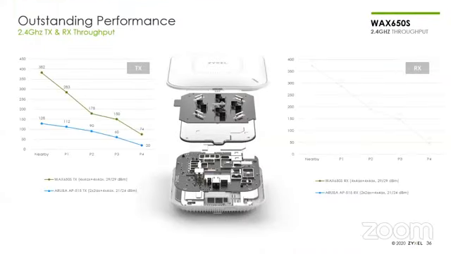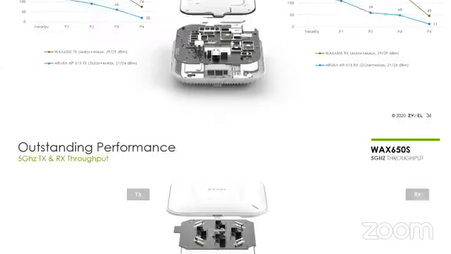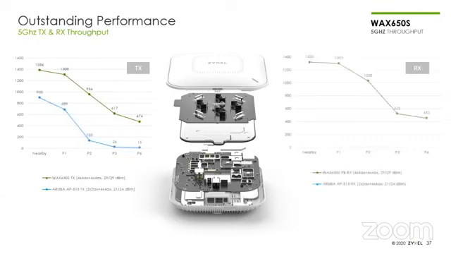So we've got some performance maps here. Again, we're comparing us to HP Aruba. And as you can see here, some big performance benefits. It should be noted, though, that in this comparison, this is 2.4 gigahertz. The Aruba is only 2x2 on the 2.4 radio. We've got a little bit of benefit there that we're 4x4 versus 2x2. But the 5 gigahertz is exactly the same between the two. Both are 4x4. And again, you see significant performance increases there.